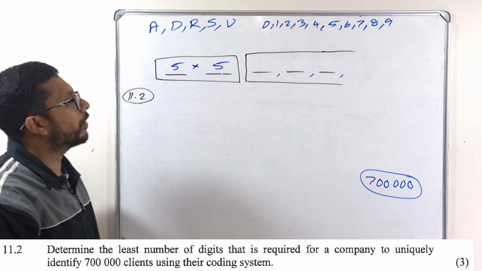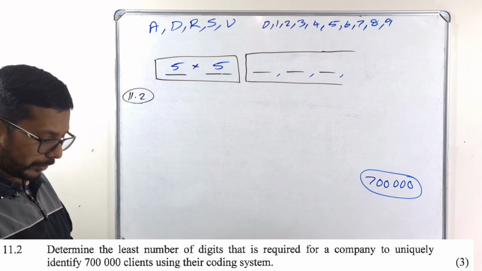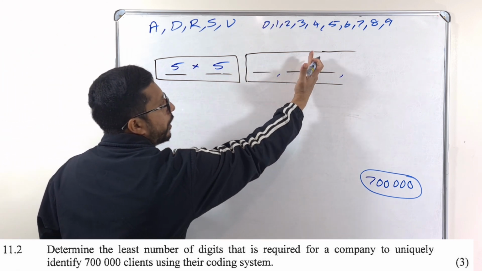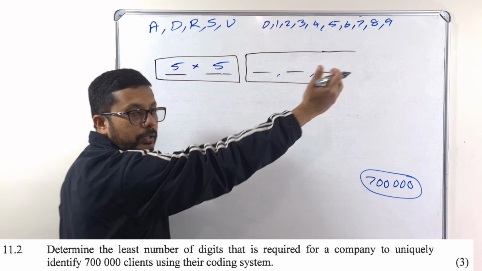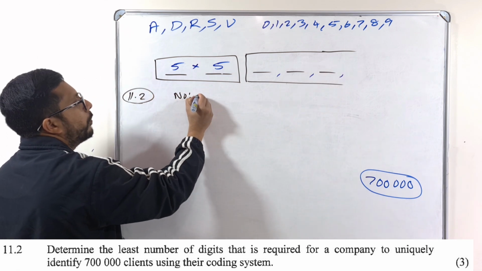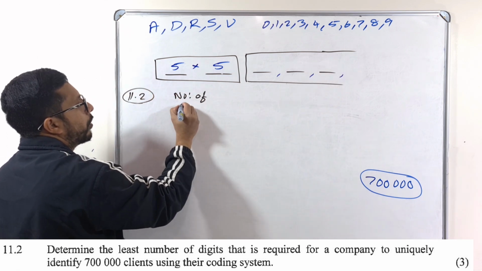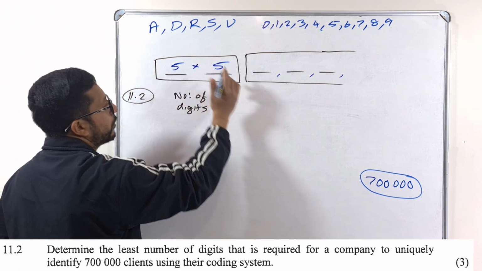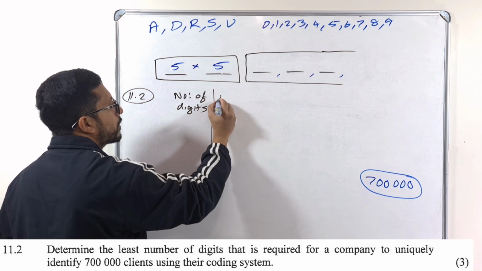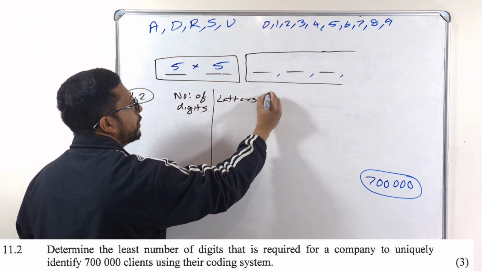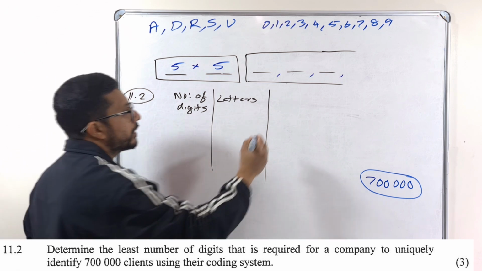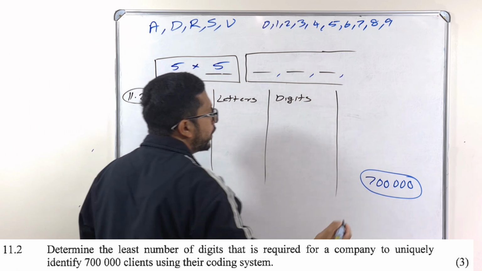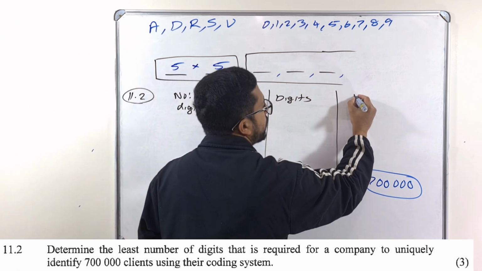So for that, what you have to do is, let me draw a table like this. This is 1 digit, 2 digits, 3 digits, 4 digits, like that. My first column is the number of digits. The second column is the letters, we are talking about these letters. The third one is the digits, or how many possibilities there are for the digits. Then the next one is the total.